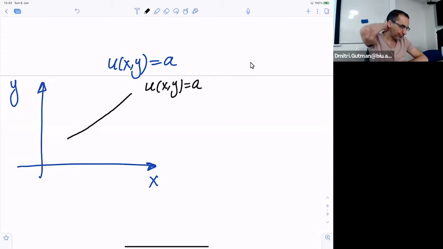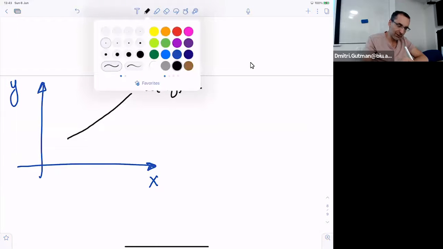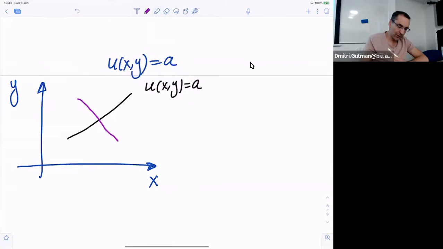Now let's imagine that we draw a level line for the function V of X and Y. Let's say that will be a different color. So this will be a line V of X and Y, say equal to B. And these lines cross at the point z0. And the theorem says that this crossing must occur orthogonally. Now, how do we know that?